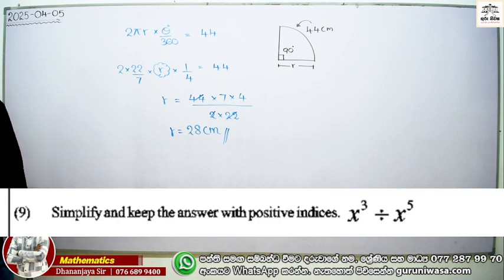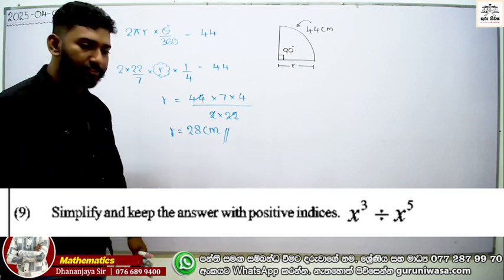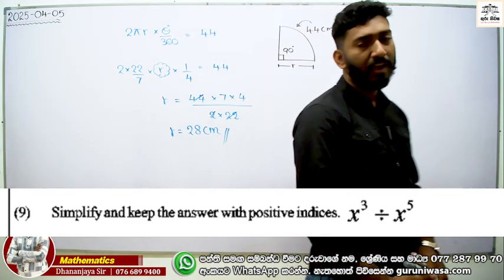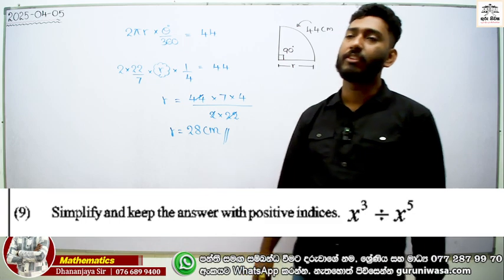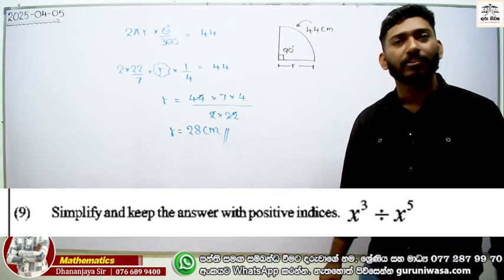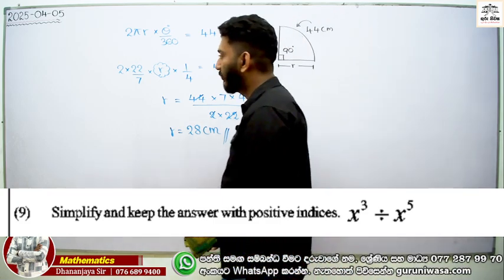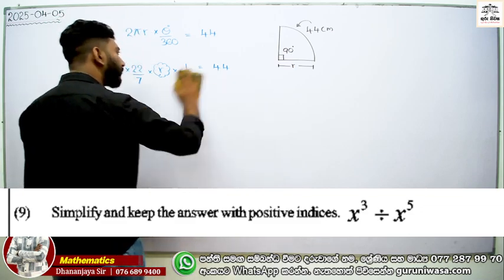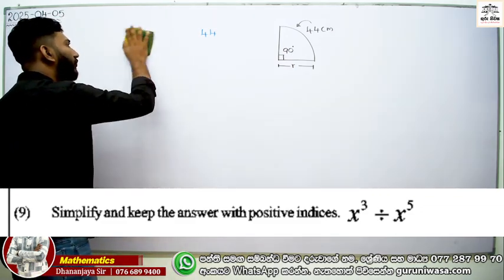Simplify and keep the answer with positive indices. And you know the rules of the indices in grade 9, right? Negative indices, positive indices, power of power, same bases, division, multiplication, and the zero index. There are so many theorems in grade 9, right? This one's relevant to grade 9.